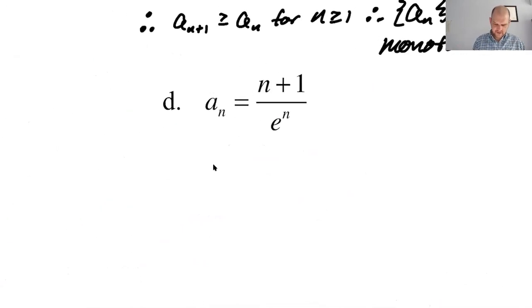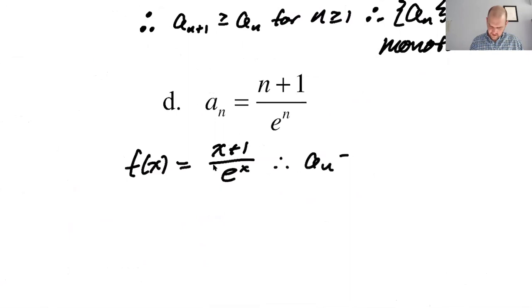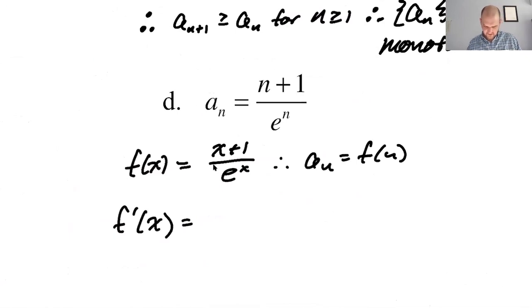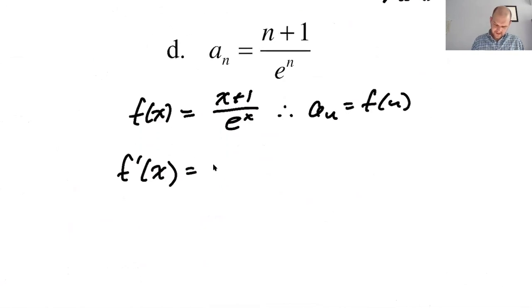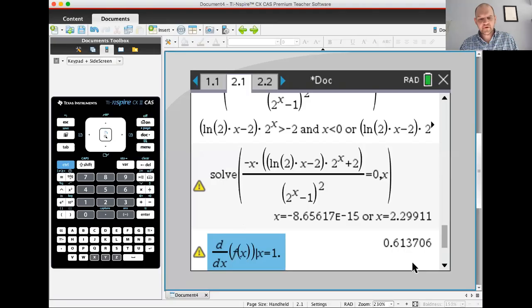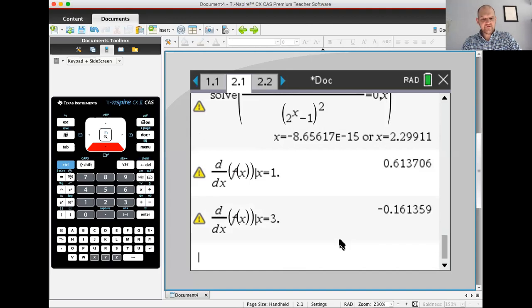All right, one more. So I'm going to say f of x equals x plus 1 over e to the x. Therefore, a sub n is f of n. f prime of x. This one seems like it'd be easy enough to do by hand. Bottom times derivative of the top minus top times derivative of the bottom all over the bottom squared. I just don't want to. Calculator. Let's go with the calculator, right? We're learning concepts. It's not about grinding out those derivatives right now.